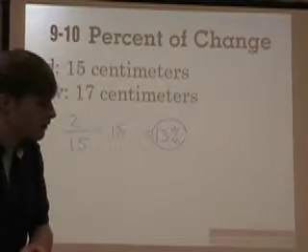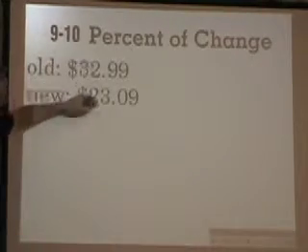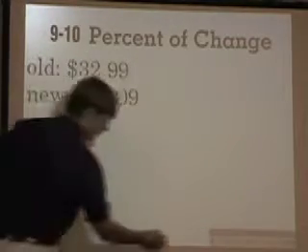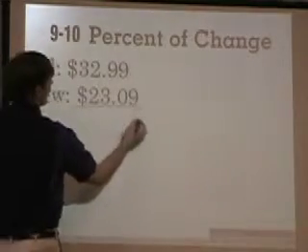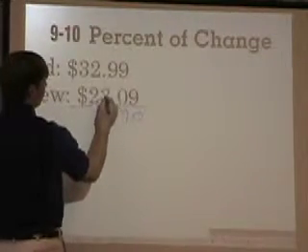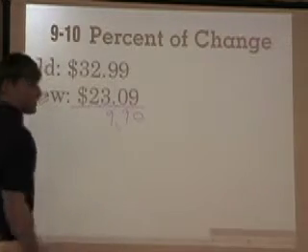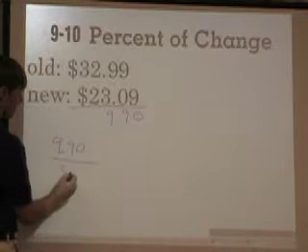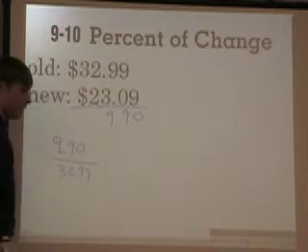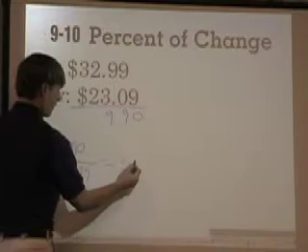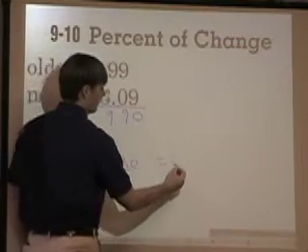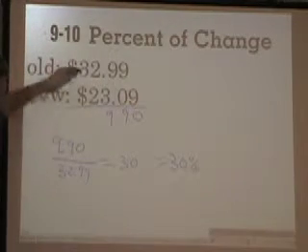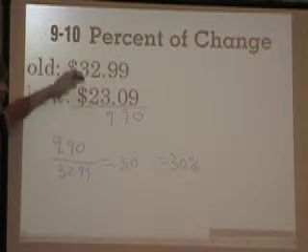Okay, and then we're going to do big minus small, so that's going to give us a $9.90 difference. What's $9.90 divided by the original, which is $32.99? 0.30. So what percentage of change is it? 30%. So to review, step 1, big minus small, whether it's on the bottom or the top.